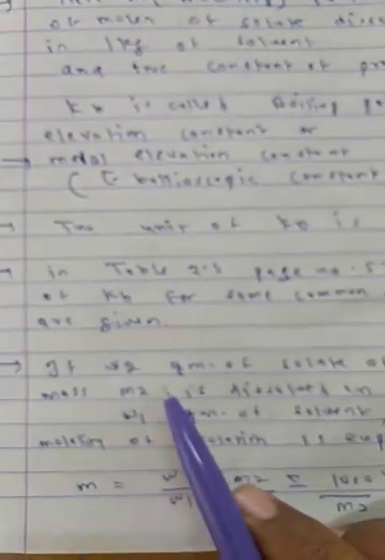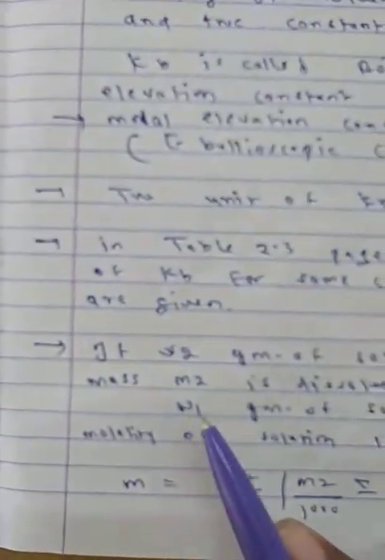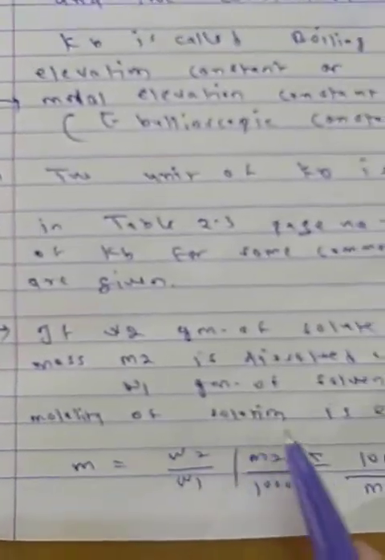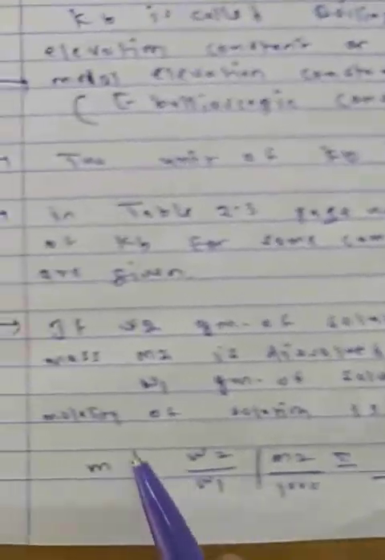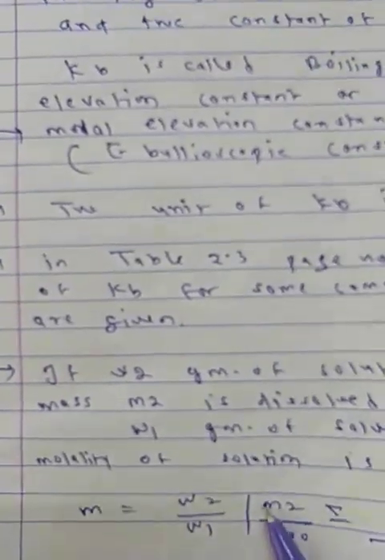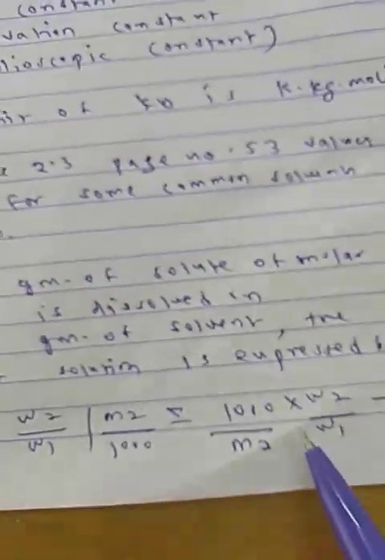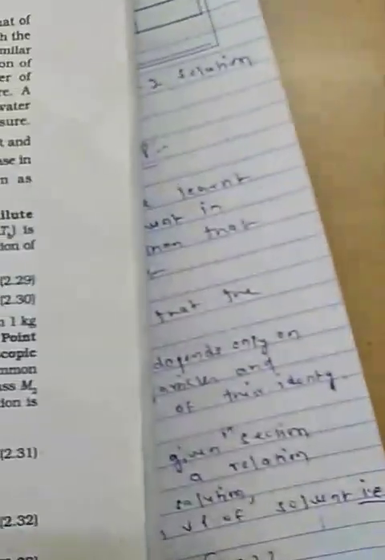Now, after showing the table, in table 2.3 I have shown you. Now if W2 grams of solute of molar mass M2 is dissolved in W1 grams of solvent, then the molality of solution is expressed in M molality: W2 upon W1 divided by M2, divided by 1000, that is equal to 1000 upon M2 into W2 upon W1. This expression is equation 2.31.